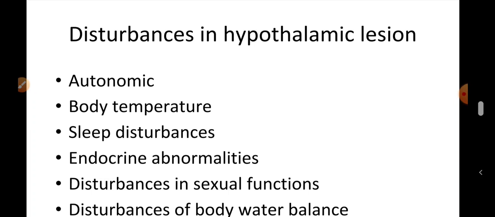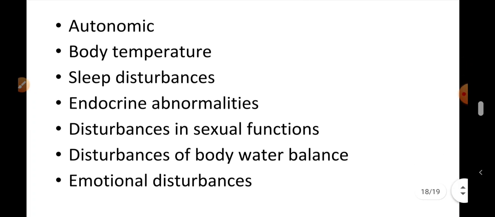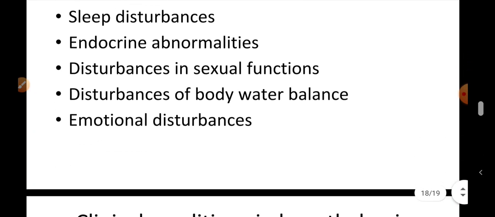Also the lesion of the hypothalamus will lead to disturbances in sexual function due to involvement of the mid-hypothalamus, and disturbances of body water balance due to damage of the supraoptic nucleus or the infundibular sac, characterized by excessive thirst and polyuria. There are emotional disturbances leading to sham rage due to lesions in the ventromedial and the posterolateral part of the hypothalamus.